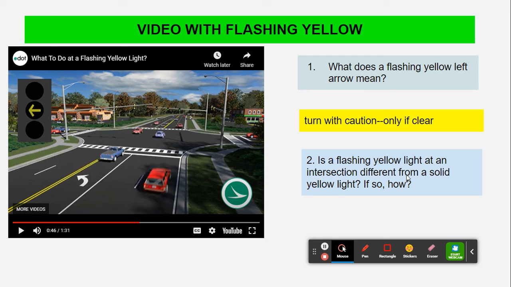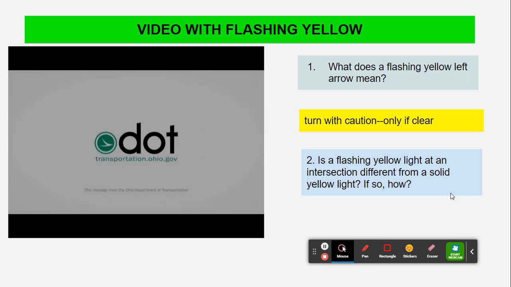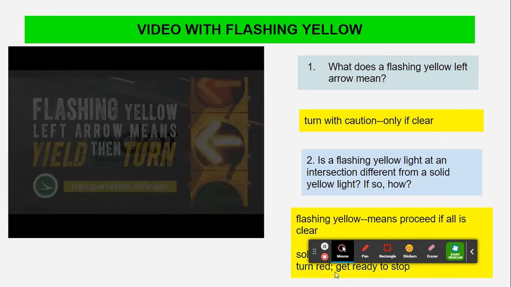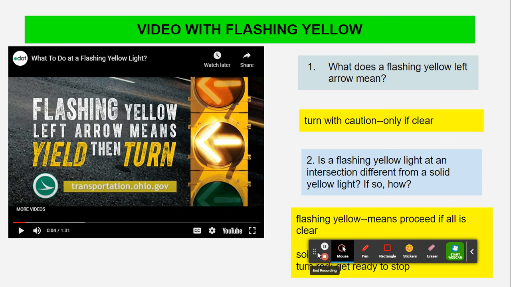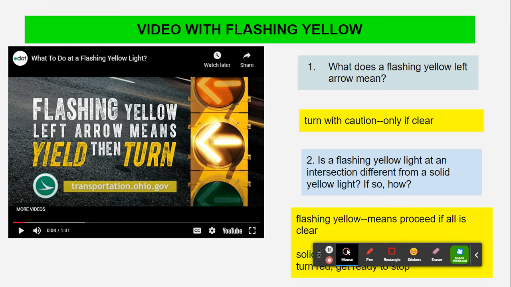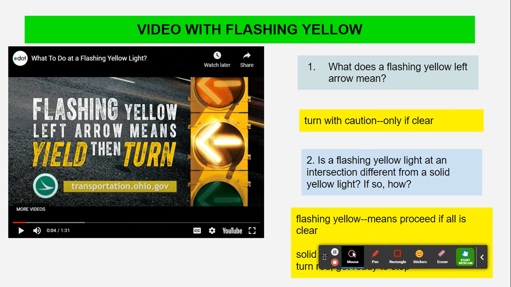Is a flashing yellow light at an intersection different from a solid yellow light? If so, how? Yes, it is different, right? Remember, we saw this. The solid yellow light means that it's about to turn red, right? Flashing yellow light means it's like a green light, but use caution. Okay, so there you go. Flashing yellow left turn signal. So flashing yellow means proceed if all is clear, and a solid yellow means be prepared to stop because it's going to turn red.